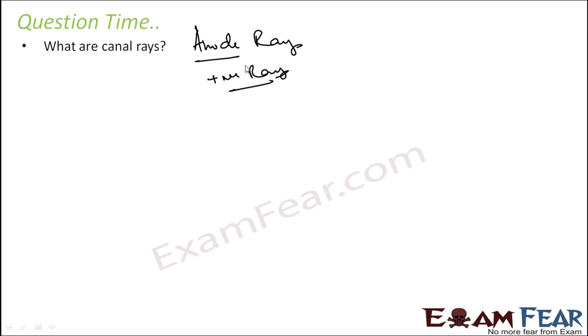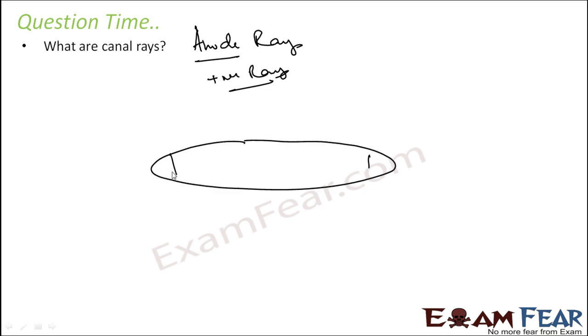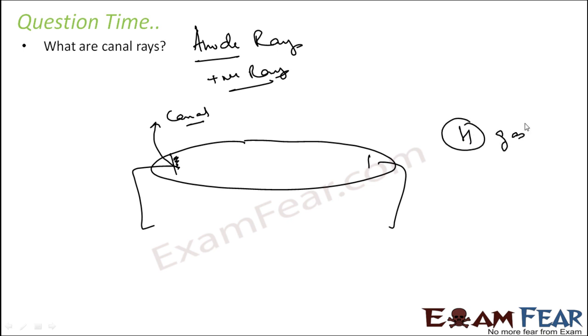And why are they called canal rays? Because they are produced by holes or the channels in the cathode. So if you see the cathode, there is a channel here, and holes in this channel produce this ray, and that's why it's called canal ray. Right? So the lightest one of them was formed from hydrogen gas, and it is called proton.